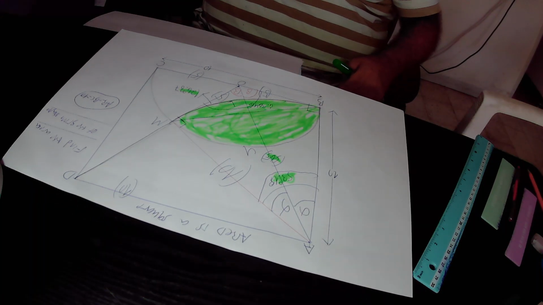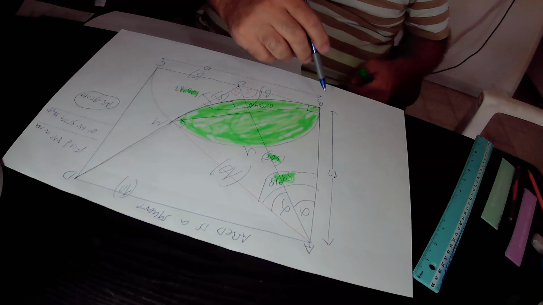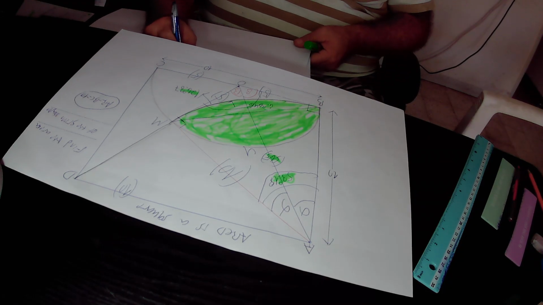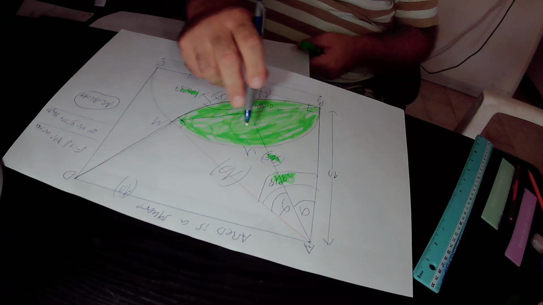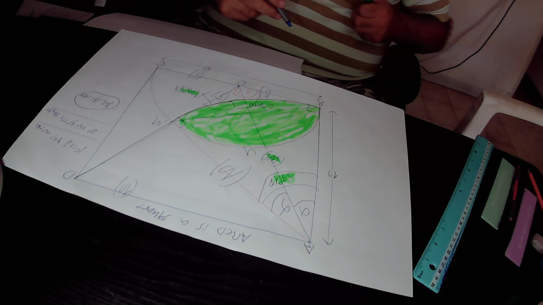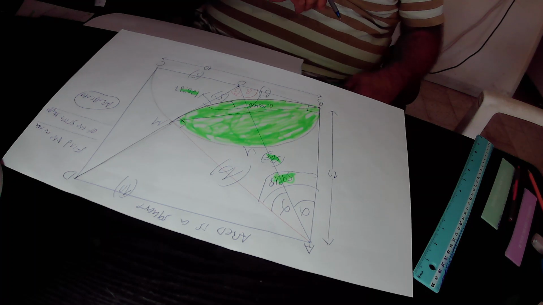In the next step we find the area of this upper segment BUM. In order to find the area of this upper segment BUM, I will copy sector BOM onto a new page and analyze this sector BOM.